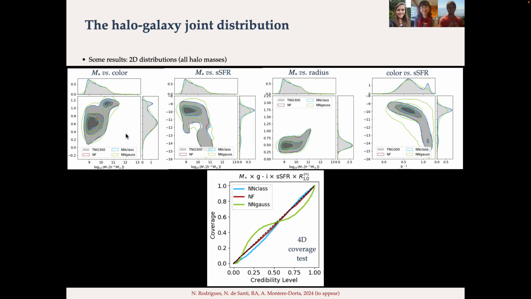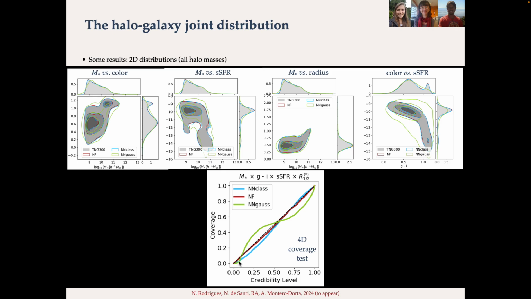Now, here are some results for the 2D distributions. I already showed stellar mass and color, but here also stellar mass and star formation rate, stellar mass versus radius, and color versus star formation rate for all of these. One interesting metric to measure these by is the so-called coverage. You look at the entire distribution in the 4-parameter space of stellar mass, color, star formation rate, and radius, and you ask if you are over or under predicting objects there.